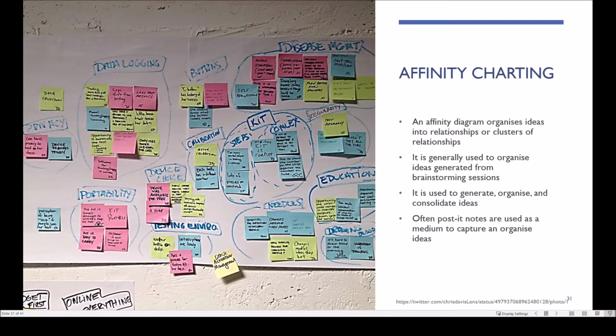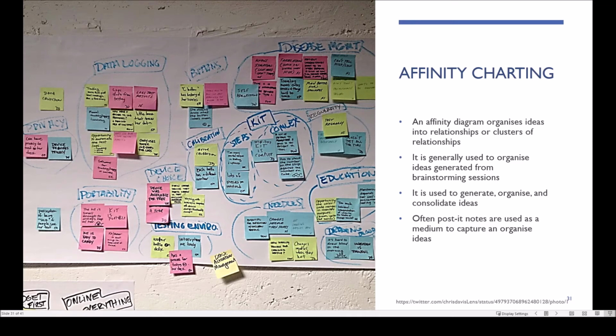So that's the bonus, and that's a really terrific technique as well. The other one I want to talk about is affinity charting. Affinity charting is very similar to brainstorming, except what we're going to try and do is cluster ideas or relationship of ideas together. The most common way that affinity charting is done is with post-it notes.